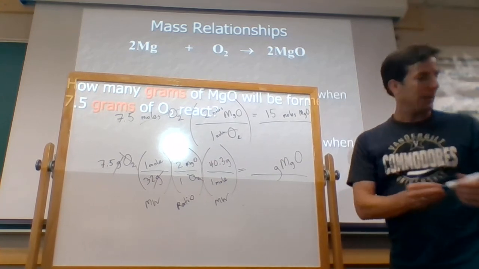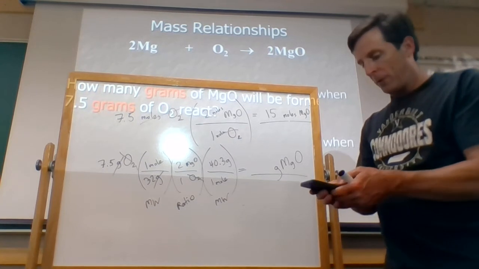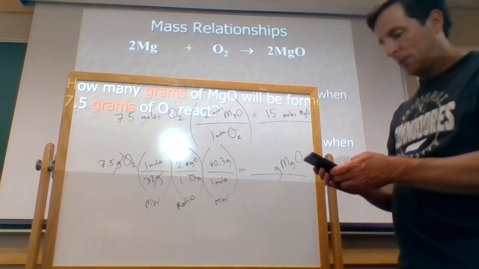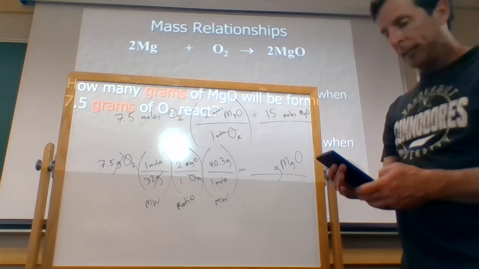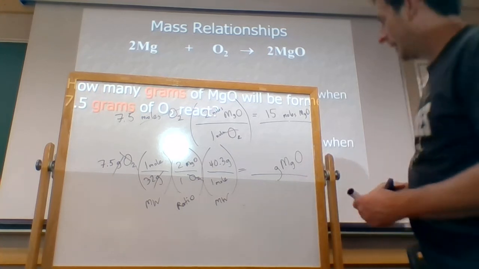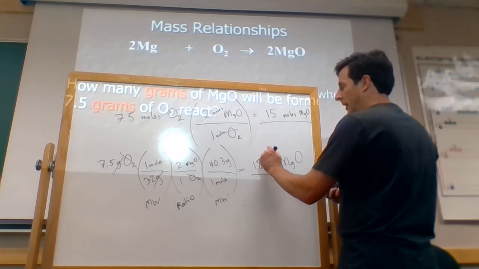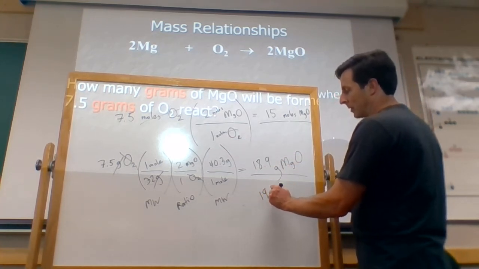So if I do that calculation, it's going to be 7.5 divided by 32 times 2 times 40.3. And I get 18.9 as my answer. And actually, if I want 2 sig figs, I probably should say 19 grams of MgO.